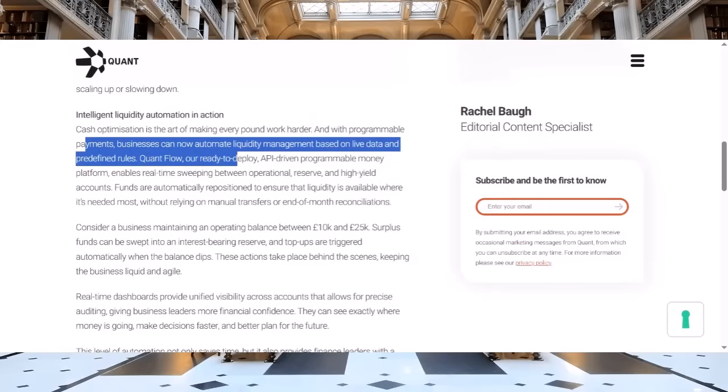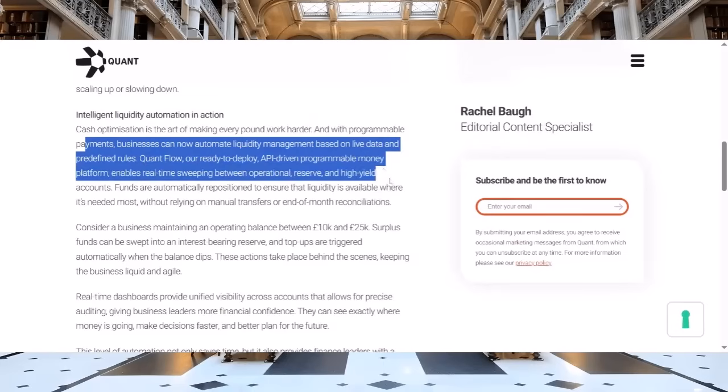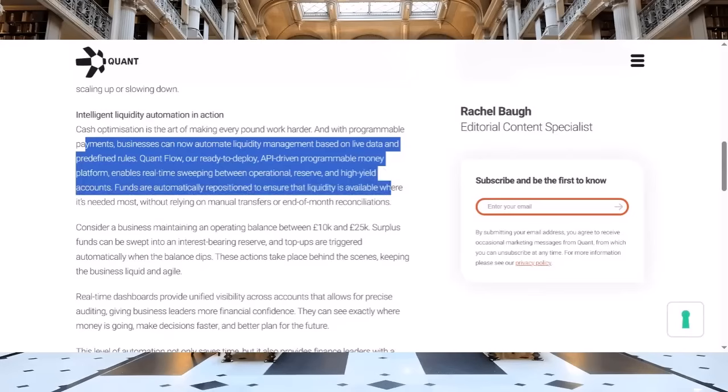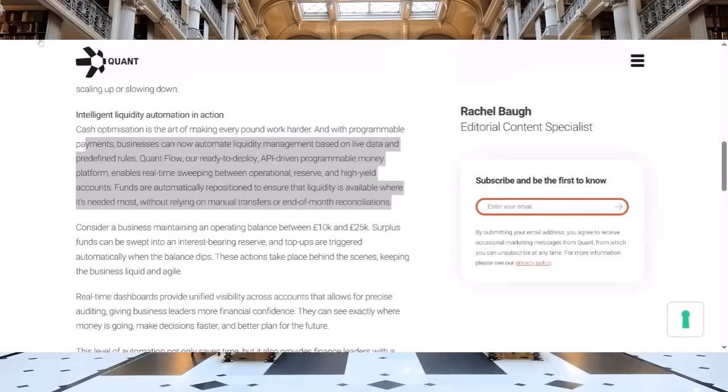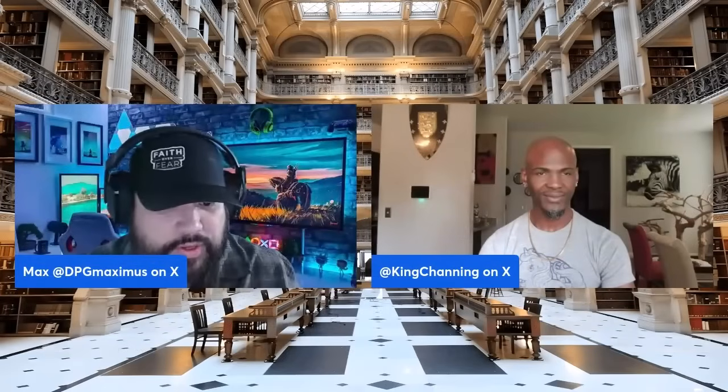QuantFlow, our ready-to-deploy API-driven programmable money platform, enables real-time sweeping between operational reserve and high-yield accounts. Funds are automatically repositioned to ensure that liquidity is available where it's needed most, without relying on manual transfers or end-to-end month reconciliations.